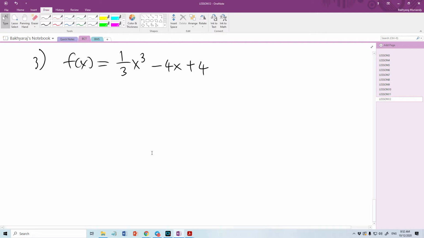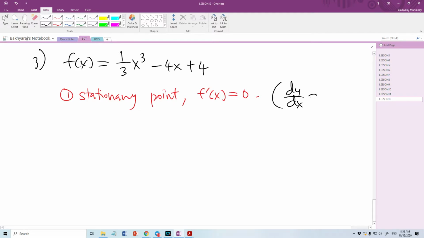Okay, so first thing we need to get what? We need to get the stationary point. Step nombor 1 ialah you need to get the stationary point. So for the stationary point, f prime x must be equal to 0 lah. Syarat dia, mesti dy dx mesti jadi kosong. Okay, dy dx must be equal to 0. That's the condition.